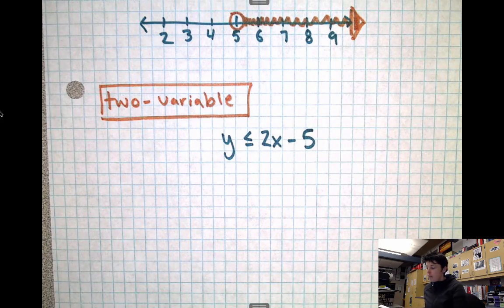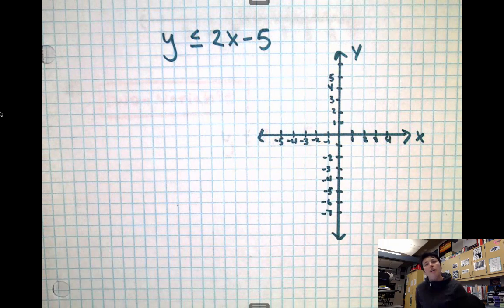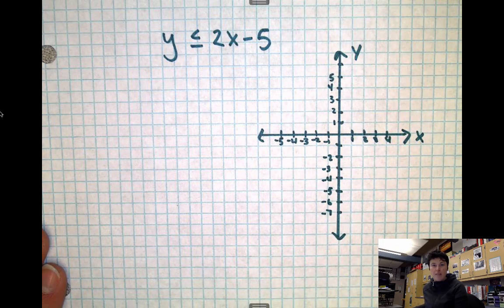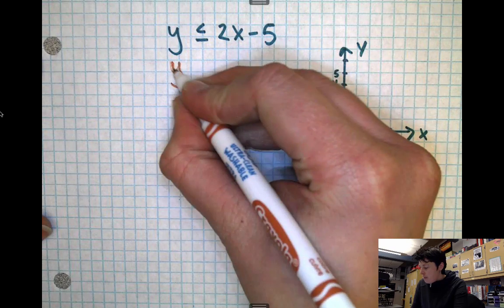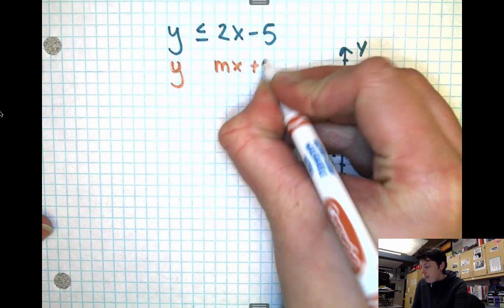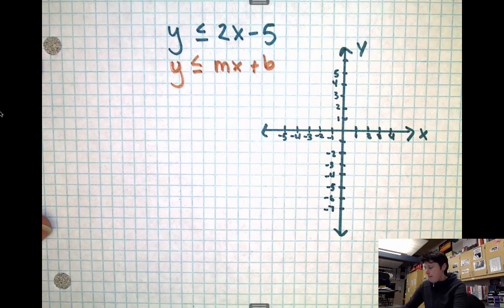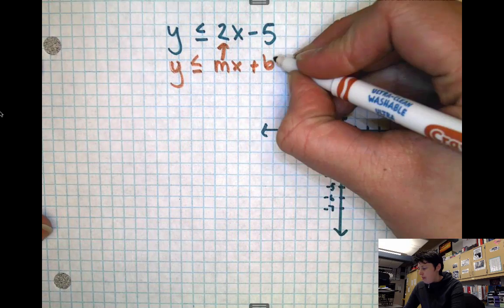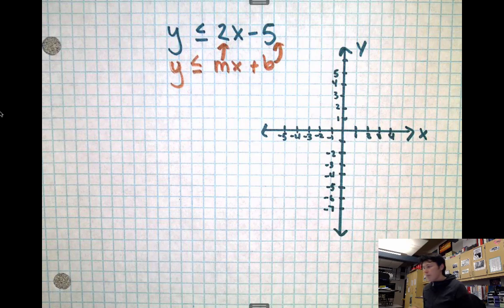Instead, if I have a two variable problem, the way I'm going to graph this is on a two variable graph, an xy axis. So this is an xy axis coordinate graph problem. And I'm going to show you how to do that today. I'm going to teach you how. So we're going to graph this using what we know about lines. I can tell by looking at this equation that this is a y equals mx plus b problem. It's just not equals, instead it's less than or equal to in this case. But I can see the m and the b. The m, the growth number, the slope, is 2, and b is negative 5.